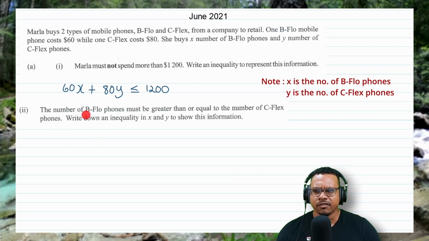Now here we have that the number of B-Flow phones must be greater than or equal to the number of C-Flex phones. So the number of B-Flow phones is X and the number of C-Flex phones is Y. So X must be greater than or equal to the number of C-Flex phones, which is Y. So we're going to have X is greater than or equal to Y. So they say write down an inequality in X and Y to show this information. So this is our inequality to show the information.